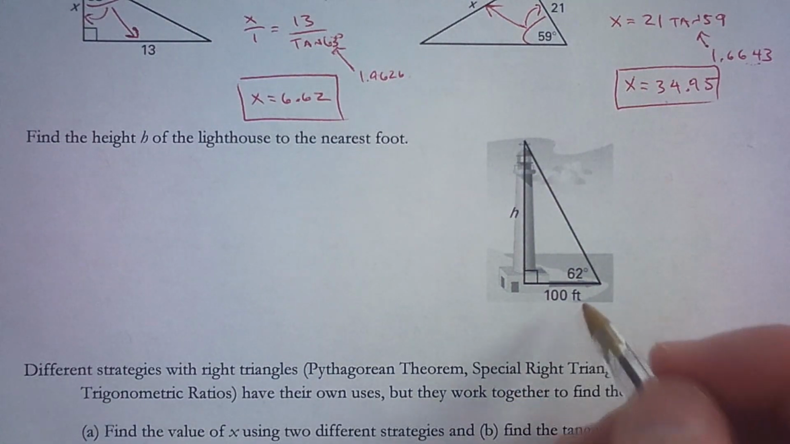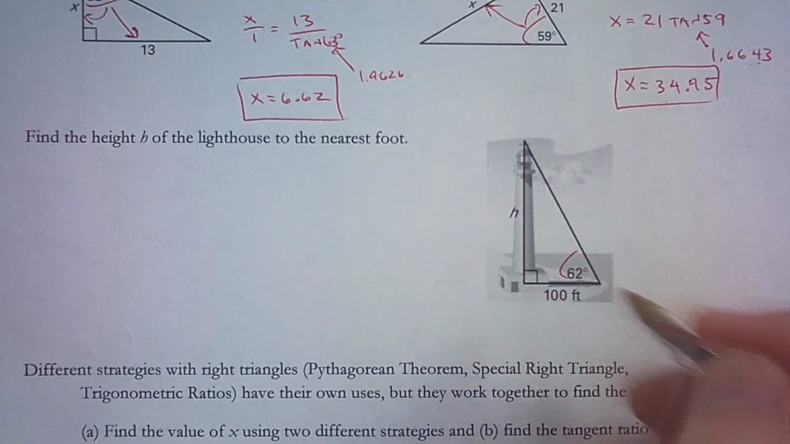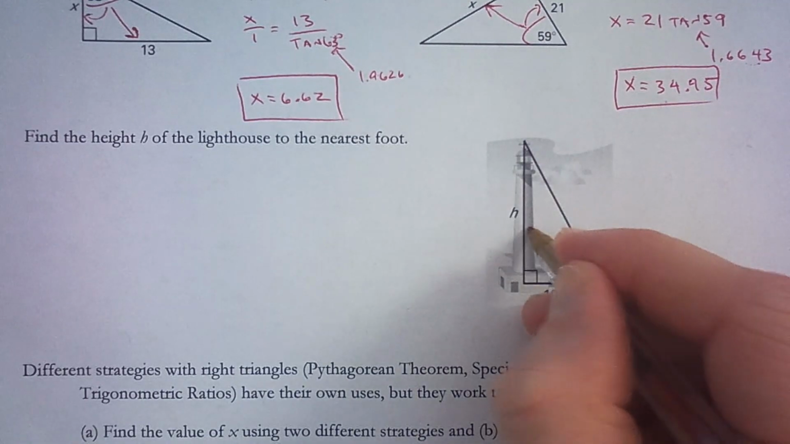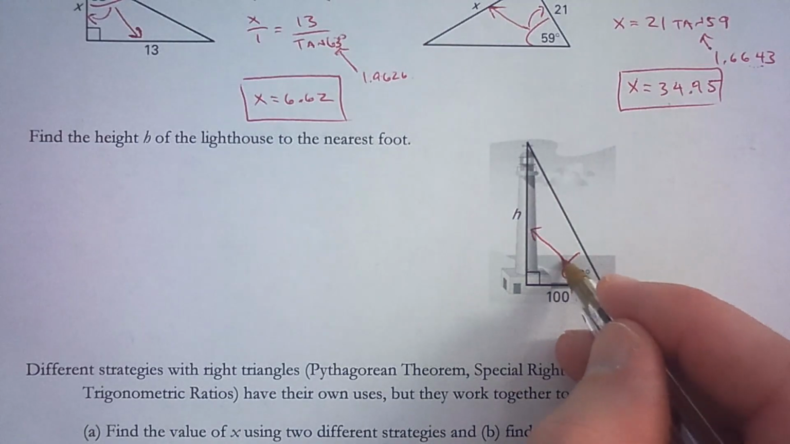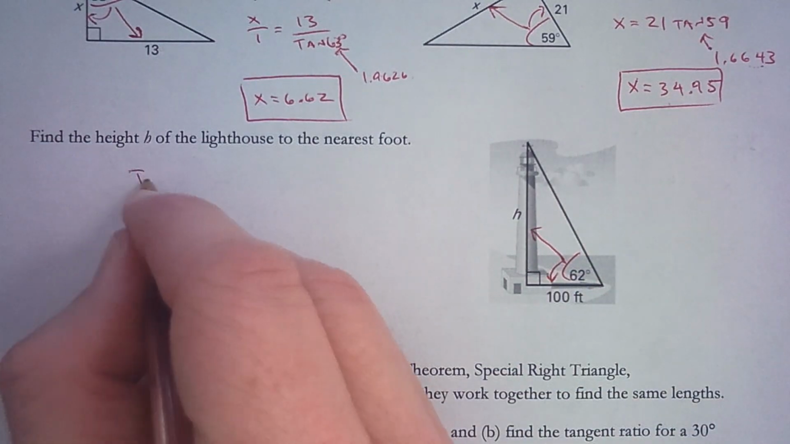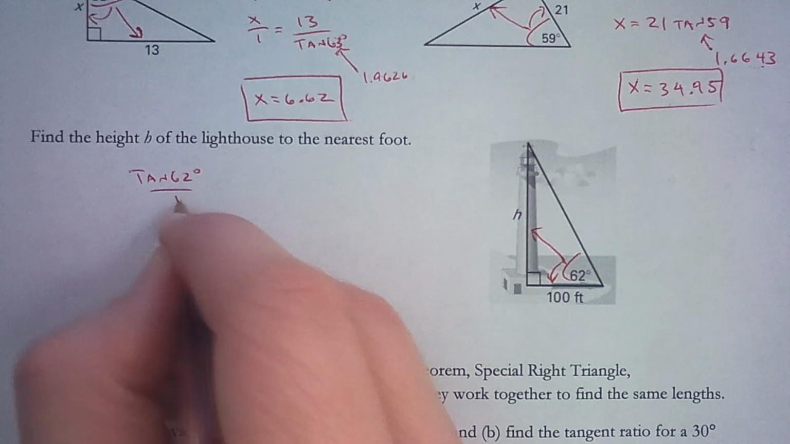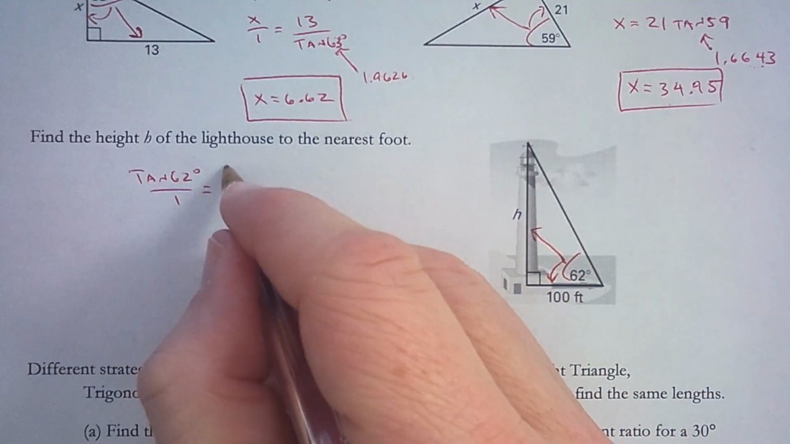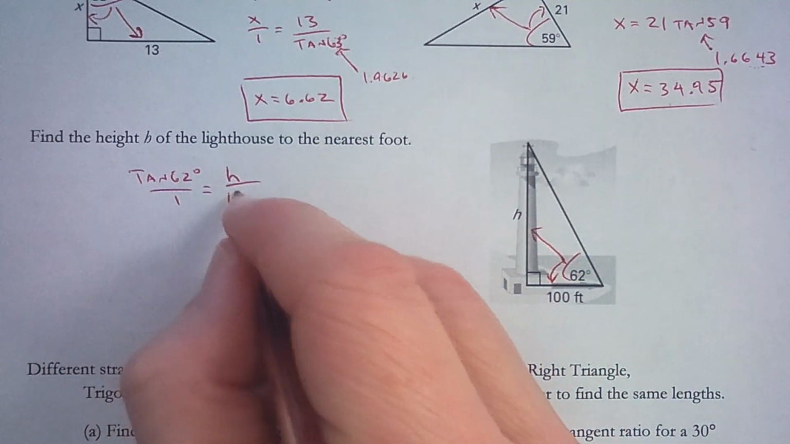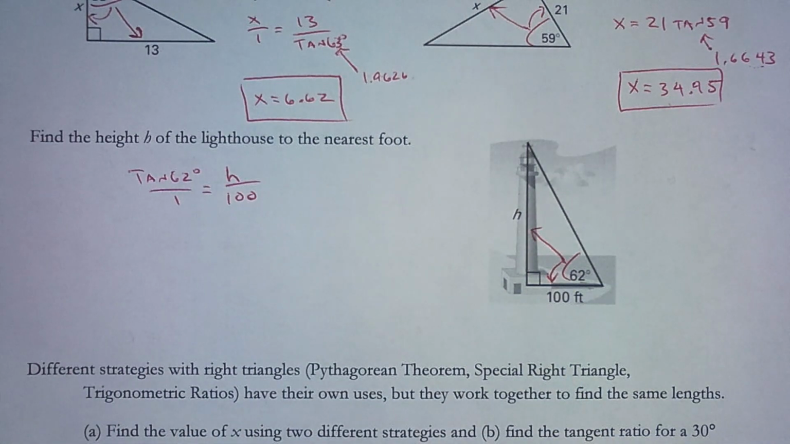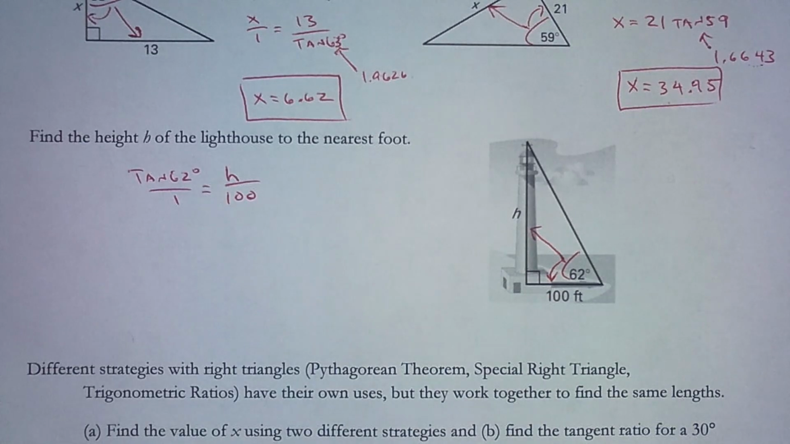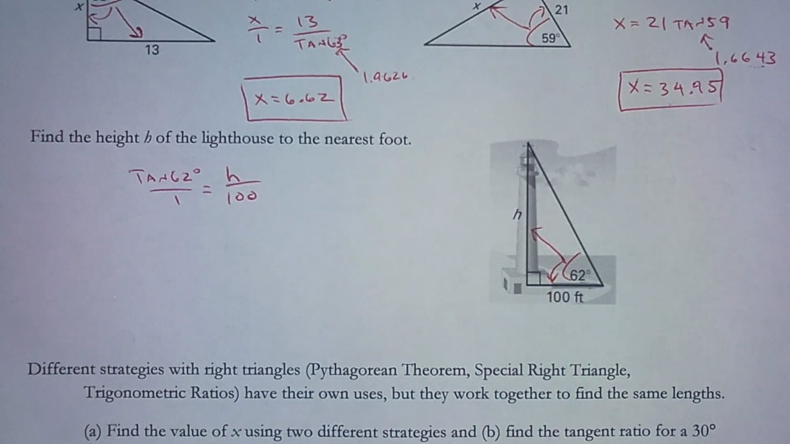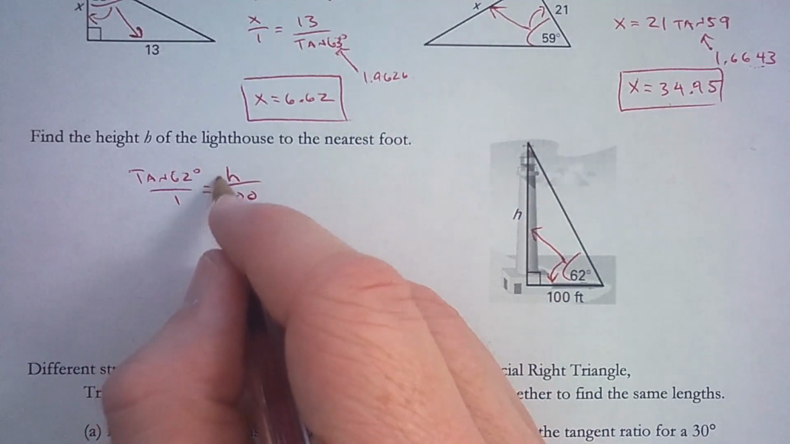All right, find the height of the lighthouse to the nearest foot. Okay, so here's my angle. Across is the height, that is the opposite leg. And right there is the adjacent leg. So I have tangent 62 degrees is to 1, as the opposite leg is to the adjacent leg. Okay, now I could replace tangent 62 with a number on the chart if I don't have a calculator that will do this, but I do have a calculator that will do this. So I'll just use my calculator.